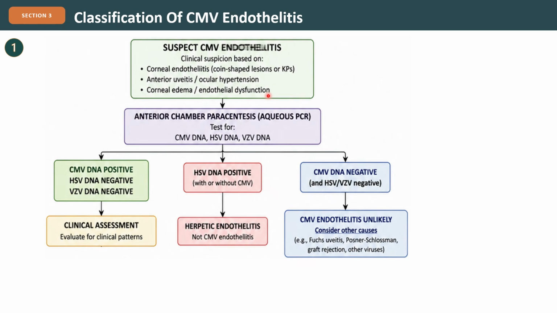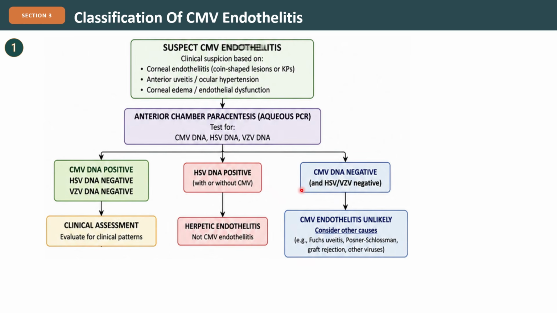So the first thing is to do the aqueous tap and do the PCR. Now the possibilities are either the result will be positive for cytomegalovirus and negative for other herpes viruses, so this will confirm the diagnosis of cytomegalovirus endotheliitis. The second possibility is that it is positive for other viruses but negative for cytomegalovirus, so this gives the diagnosis of a herpetic endotheliitis. Herpetic endotheliitis, as we have discussed before, herpes simplex and herpes zoster can present as endotheliitis.